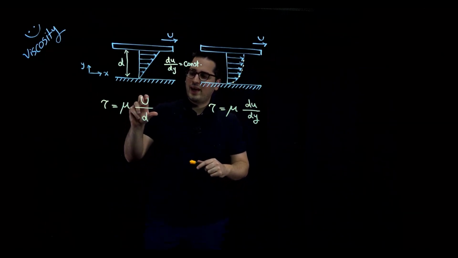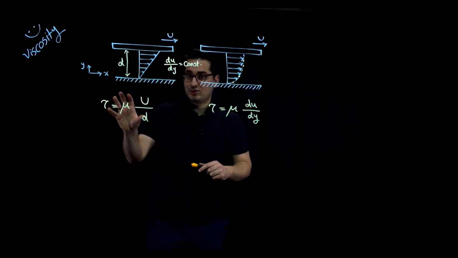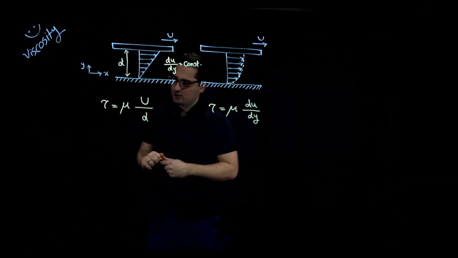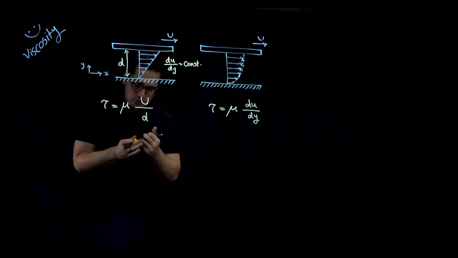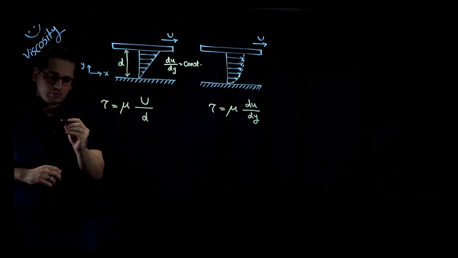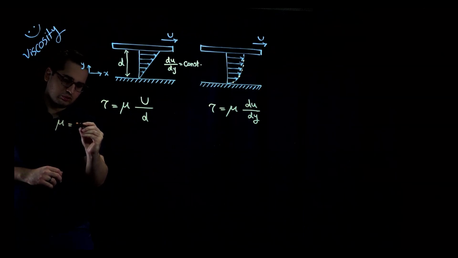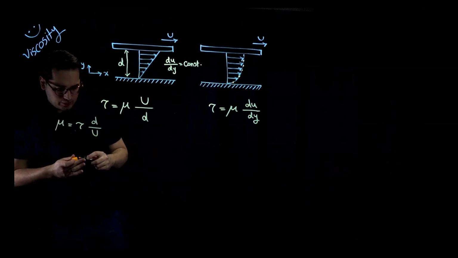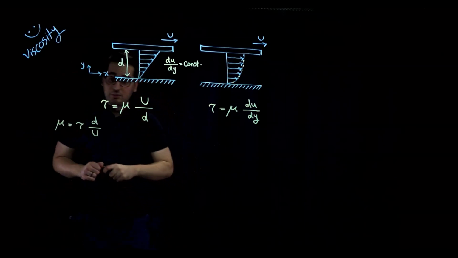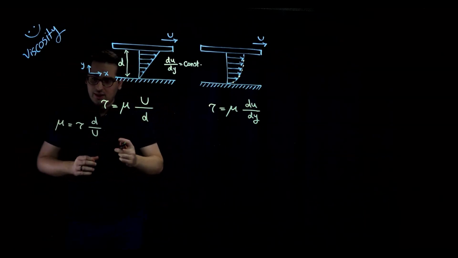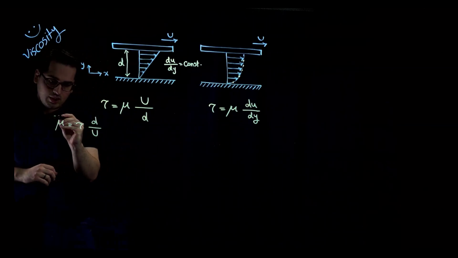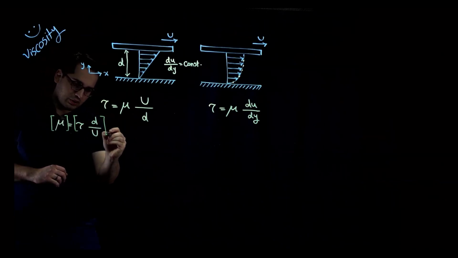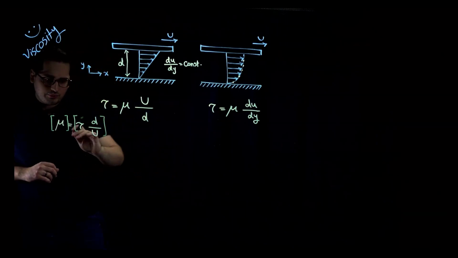Now let's talk about how we can find the units and dimensions of mu, or dynamic viscosity. I'm going to move everything to the other side of the equation. I'm going to write mu is equal to tau d divided by u. Whenever you want to find the dimensions, as I talked about in the previous video, and if you haven't seen that, I highly recommend you watch the previous video before watching this one, I'm going to find the dimensions of dynamic viscosity and the dimensions of the right-hand side of this equation.